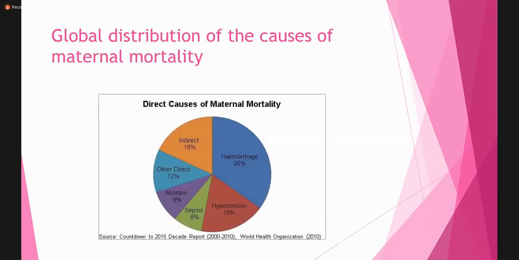Global distribution of the causes of maternal mortality. So the indirect causes generally contribute to about 20% of cases of maternal deaths, and direct causes about 80%. Among direct causes, hemorrhage is the leading cause. So 35% of deaths in mothers are due to hemorrhage. That may be APH, that is antepartum hemorrhage, or postpartum hemorrhage, contributing the most. And then hypertension leading to preeclampsia and eclampsia, then infection, that is sepsis, abortion, and the other direct causes.